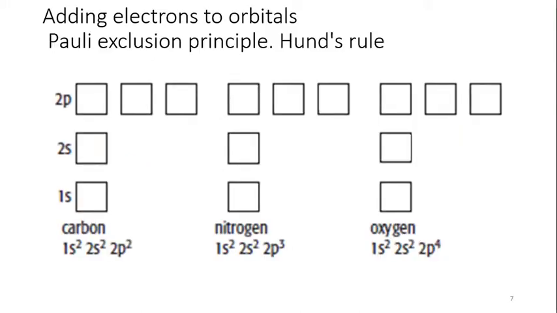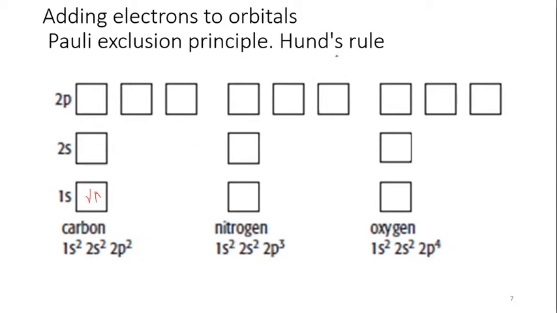If I try to add electrons to any orbital, I have to follow Pauli exclusion principle or Hund's rule. The Pauli exclusion principle states that no two electrons have the same 4 quantum numbers. So one of those electrons will actually be rotating clockwise, and the other one anti-clockwise.